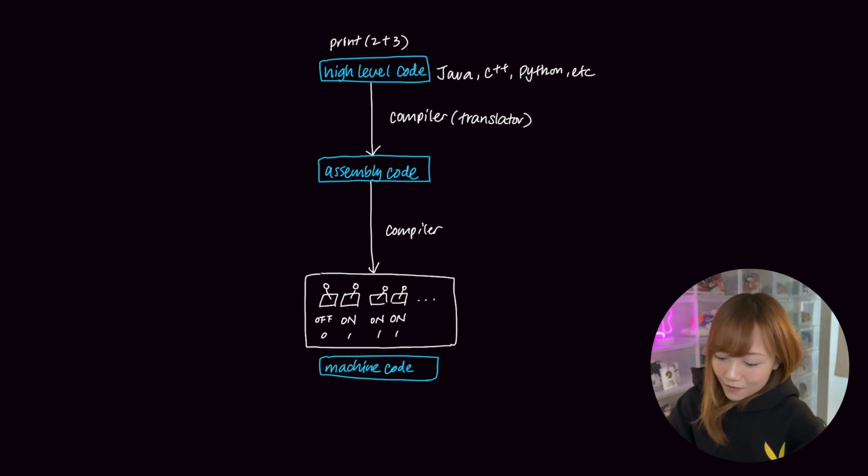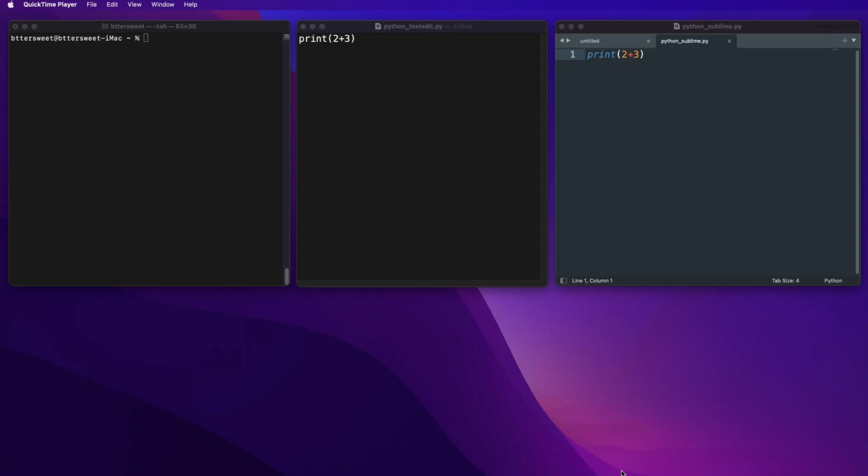So this is, at a high level, how the code that you write in the high-level coding language gets eventually translated into machine code, into zeros and ones, and understood and executed by the computer. So how do you write your code? There are a couple ways that you can write your code, and here I have some examples for you.